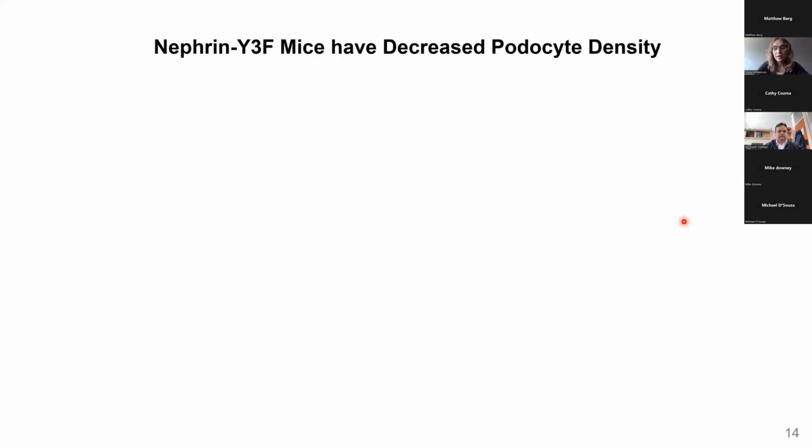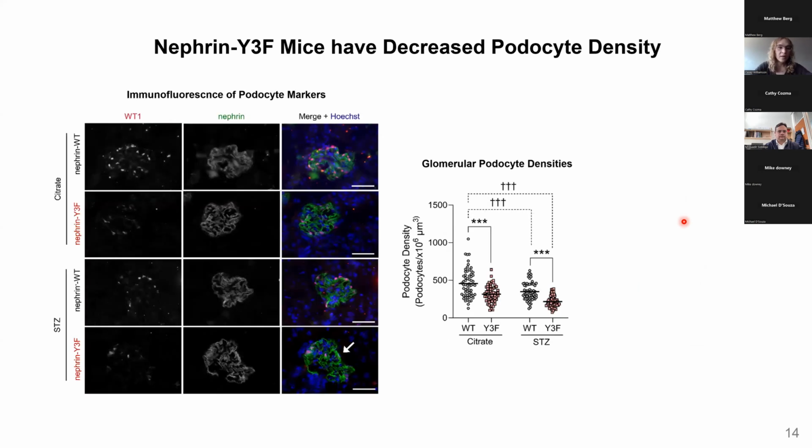And finally, we want to look at to see if there is any potential for podocyte detachment in the disease. So we looked at podocyte markers such as WT1 shown here, and WT1 is a nuclear marker for podocytes, and then nephrin as well, and they co-stain, and you can actually detect the amount of podocytes and the density of podocytes with this pink staining. And what we see is there is a decrease in podocyte density in the glomeruli for diabetic Y3F mice.